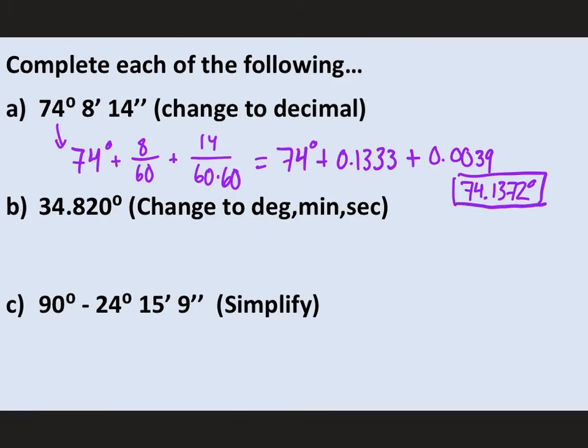So once again, the way we do that, we keep the degrees, we add the minutes divided by 60, and we add the seconds divided by 60 times 60, which is 3,600.